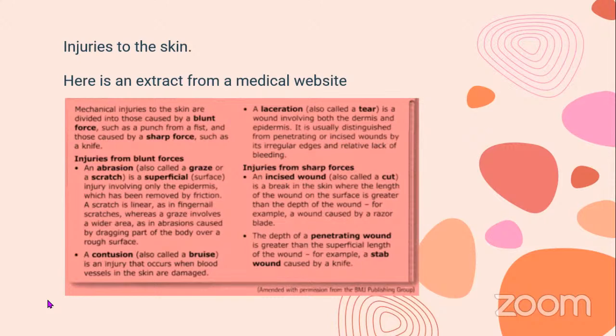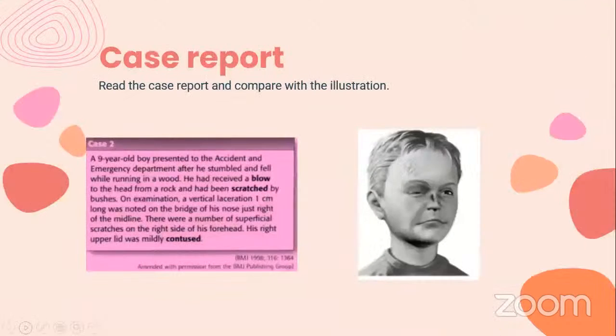Do you think we can continue now? Yes, teacher. Thank you. Okay, we have here a case report, like an example. Melanie, can you read this part, please? Yes, Miss.